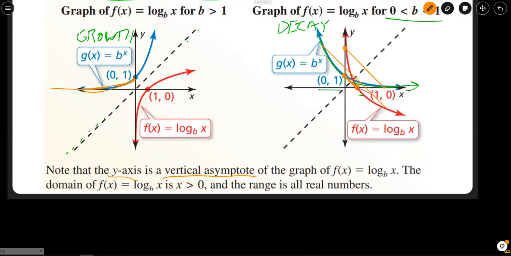So remember, on exponential growth and decay functions, the domain was all x values and the range was all y values greater than 0. These domains and ranges have swapped places on the inverse functions. So now my x values are all values bigger than 0, but my range is all real numbers. I can have any y value I want, but only positive x values.